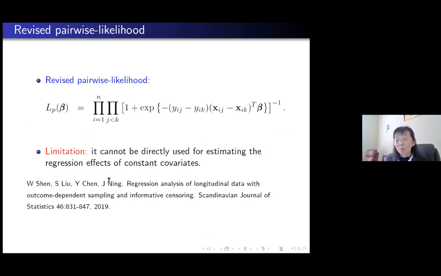We can consider all possible pairs of observations from the same individual by taking the product of all possible conditional densities while leaving out their correlations. We obtain a composite likelihood function termed the revised pairwise likelihood.